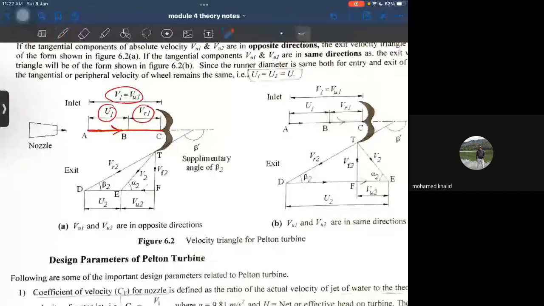So you already know that when V2 comes in this particular direction, the direction of VU2 would be in this particular direction. Correct? Now, when V2 changes its path like this, then the direction of VU2 will change towards it like this. Correct?